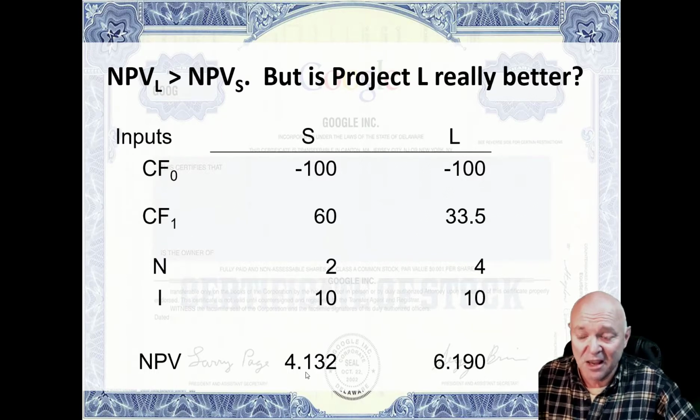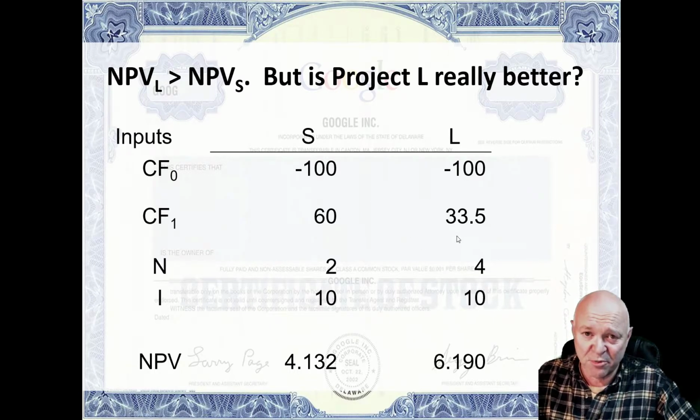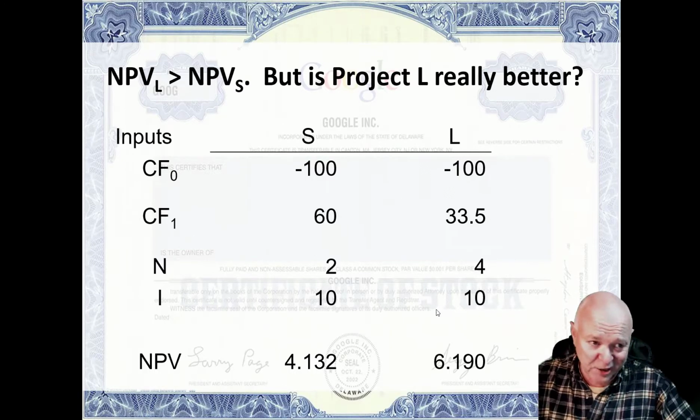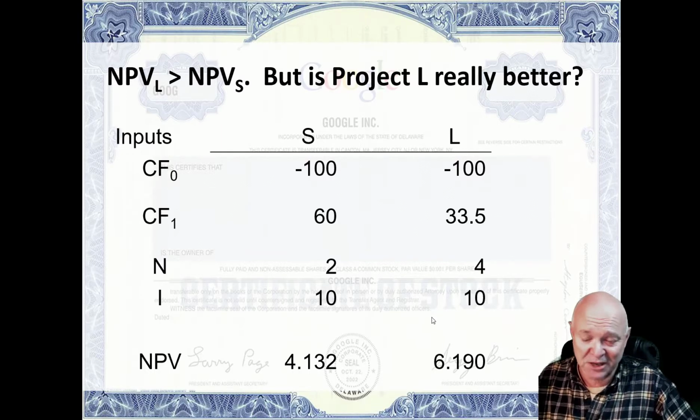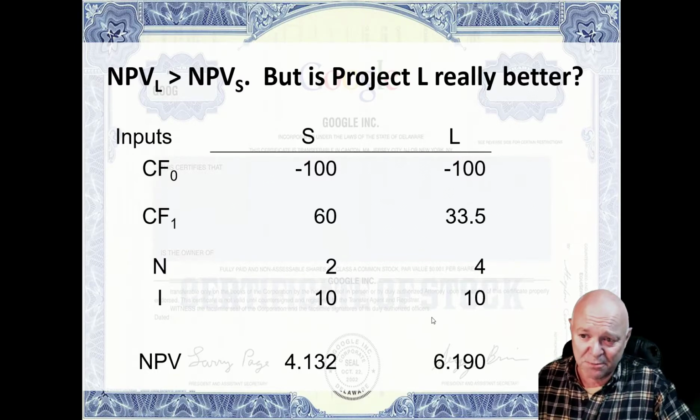$4,132. If we go for the other project, Project L, we have the $33,500 that we're going to receive. We're going to receive it as an annuity for 4 years. So our N is going to be 4 in that case. Again, our discount rate is 10%. When we solve that one for the NPV, we find that it's actually going to be a higher NPV. And our rules say mutually exclusive, go for the project with the highest NPV.